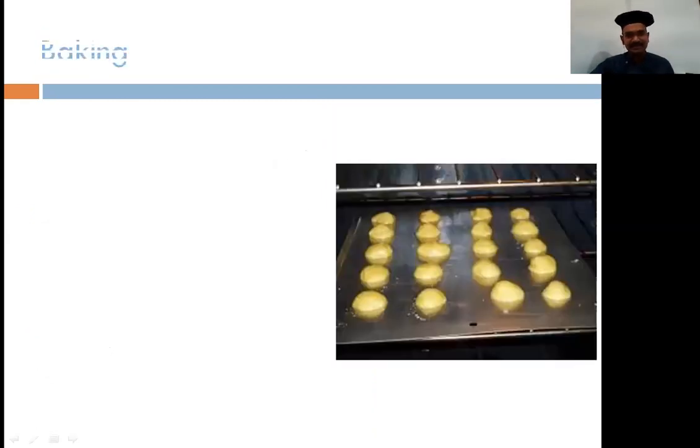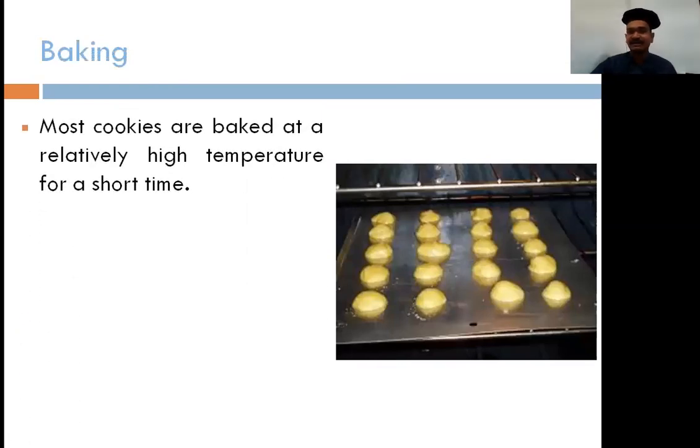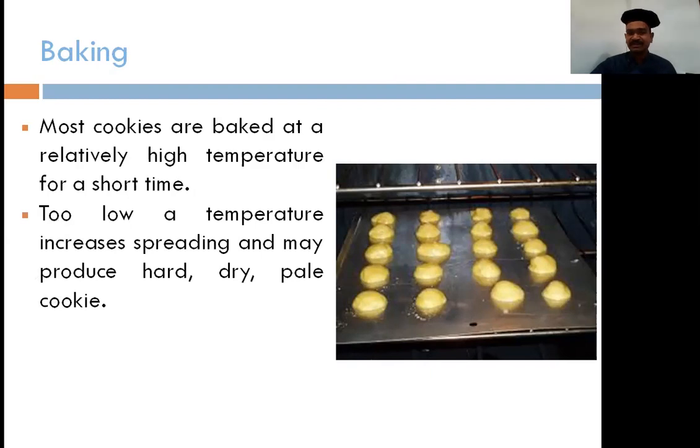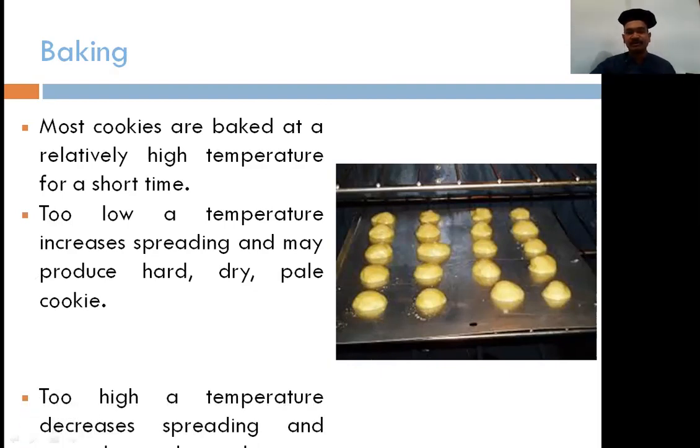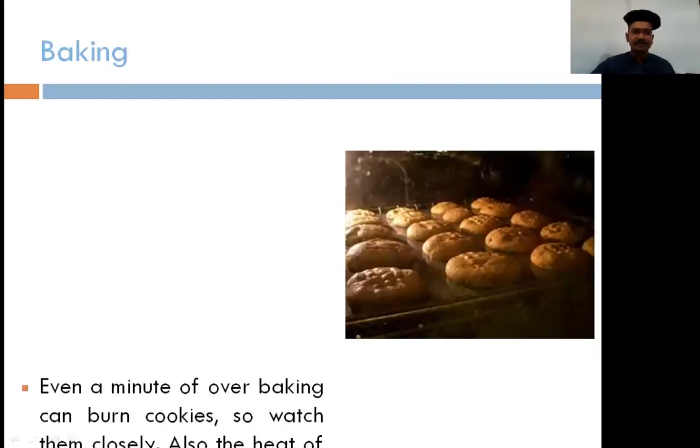Okay, let us understand how you bake a cookie. Most cookies are baked at a relatively higher temperature for a shorter time, like I told you in my first class. If the temperature is too low, it increases spreading and may produce a dry, pale cookie. So there will be an increase in spreading, and your cookie texture, color, and everything will not be good. Too high a temperature decreases spreading and may burn the edges or the bottoms also.